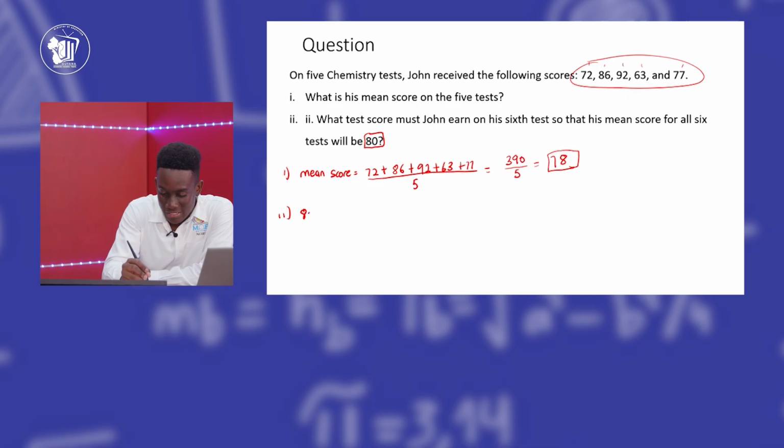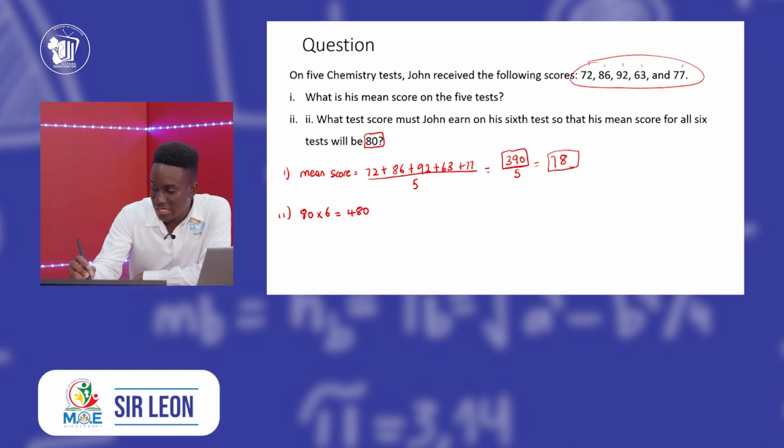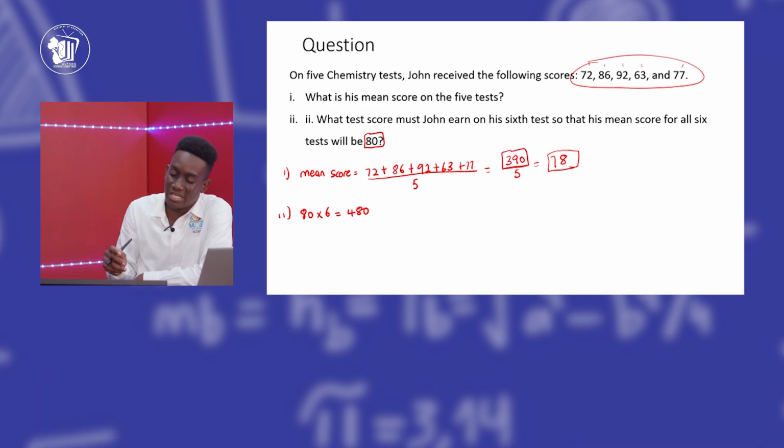So 80 multiplied by 6 would give us a value of 480. So 480 is the sum that we must have when we add up all of John's scores. We saw that with his 5 scores, he had 390. So what must we add to 390 to get 480? We can simply subtract 390 from 480. So this will be 480 subtract 390, and that would give us 90.